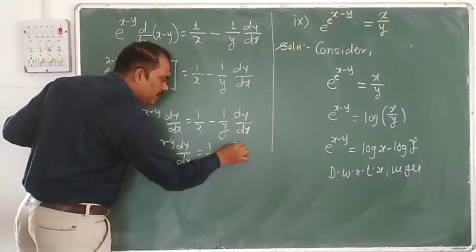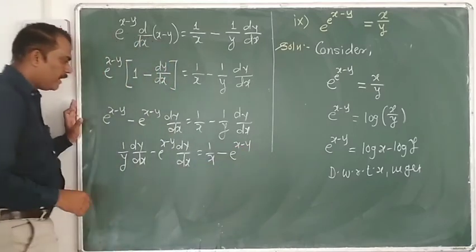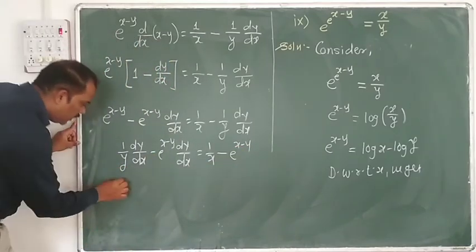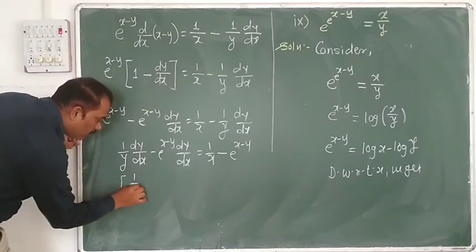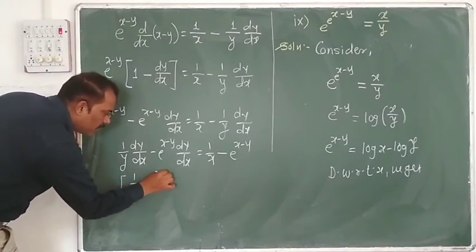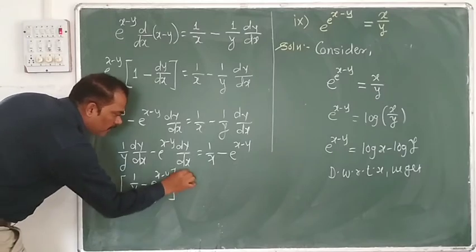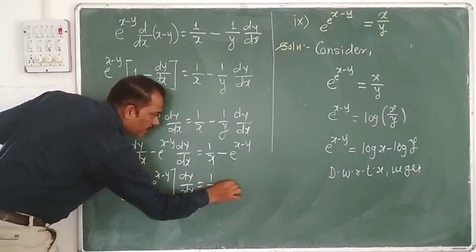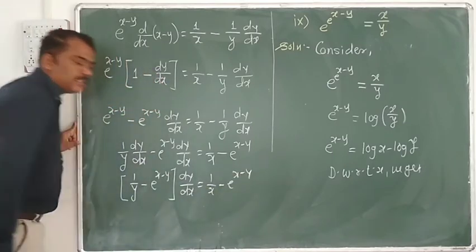So that minus e raised to x minus y. From this step we have to take dy by dx common, so that we can write 1 upon y minus e raised to x minus y into dy by dx is equal to 1 upon x minus e raised to x minus y.